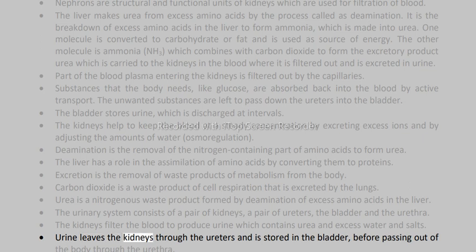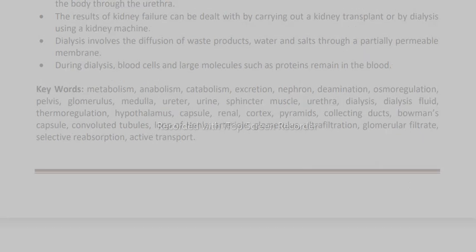Urine leaves the kidneys through the ureters and is stored in the bladder, before passing out of the body through the urethra. The results of kidney failure can be dealt with by carrying out a kidney transplant or by dialysis using a kidney machine. Dialysis involves the diffusion of waste products, water, and salts through a partially permeable membrane. During dialysis, blood cells and large molecules such as proteins remain in the blood.